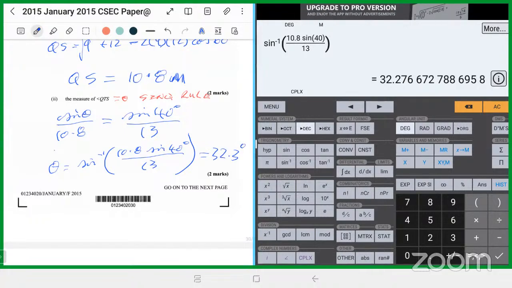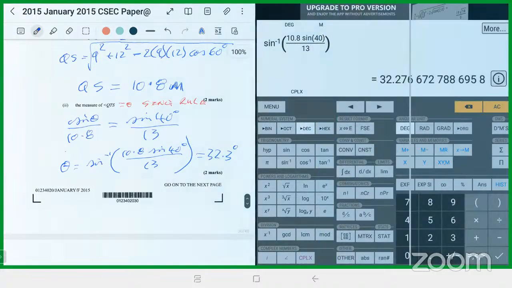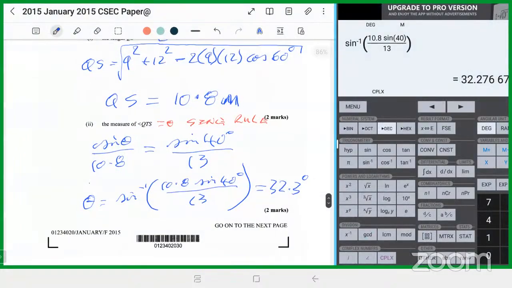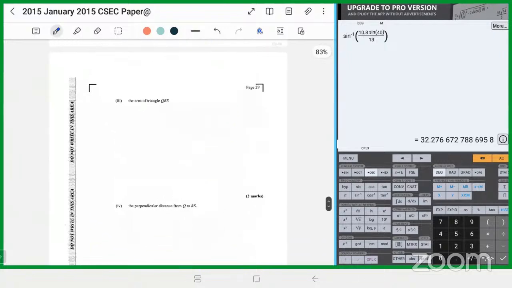32.3 degrees. When in doubt, three significant figures. If it's angles in degrees, you give it to one decimal place. When in doubt, for the level of accuracy, since they did not tell you how accurate, you must give your answer that way. That is it. All right. Very good. I like that somebody's seeing the mistakes and getting it right.